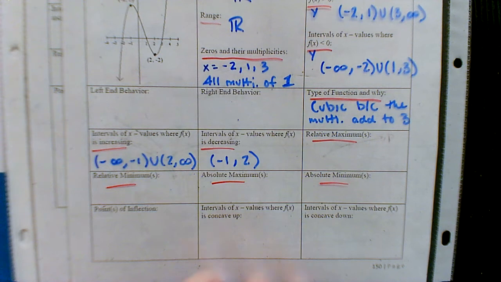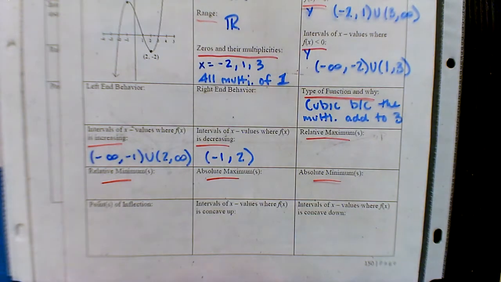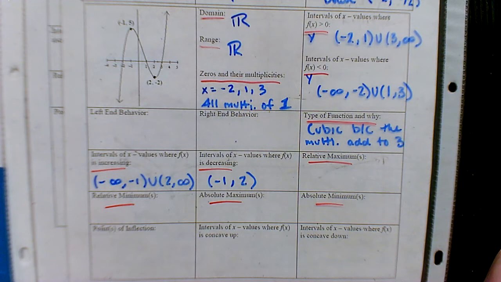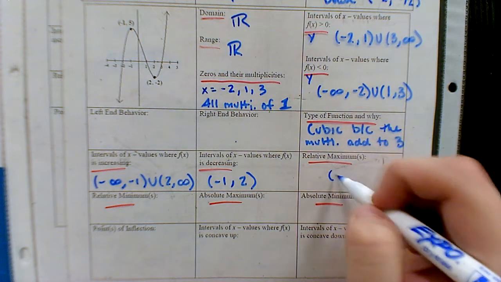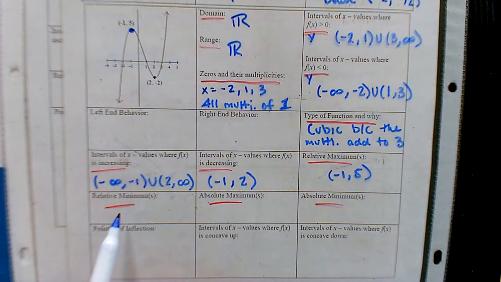What about, oh, we froze. There we go. What about relative maximums? Okay, so vocab term from yesterday. Relative max. Can you identify a point on the graph? Go ahead, Hannah. -1,5. All right, so there's a maximum. Looks good. What about a relative min? Is there a low point on your graph?